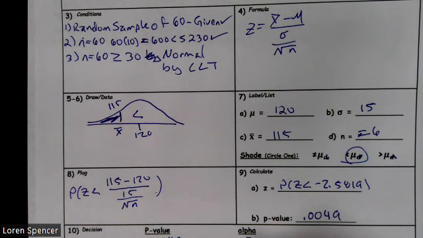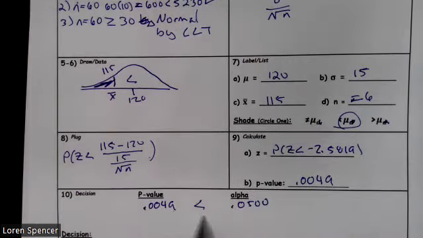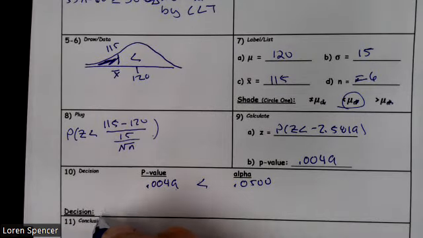Our alpha, they told us above, was 0.05 or 5%. And 0.0049 is definitely less than 5%, so we're going to reject the null.